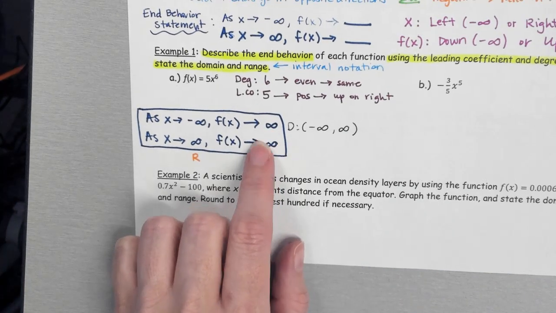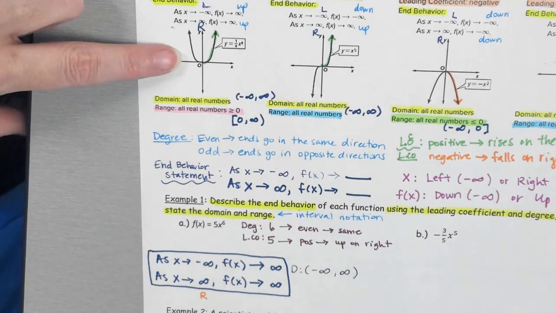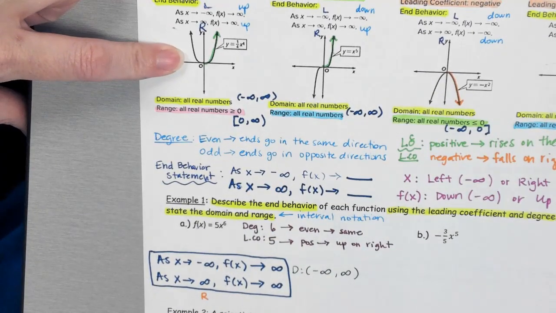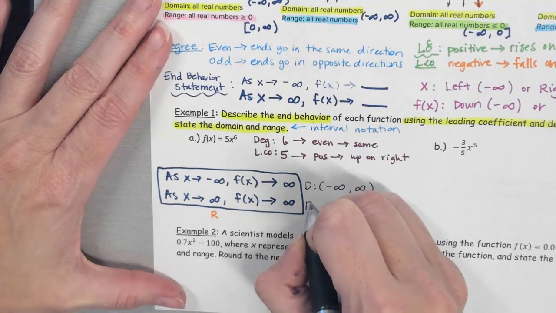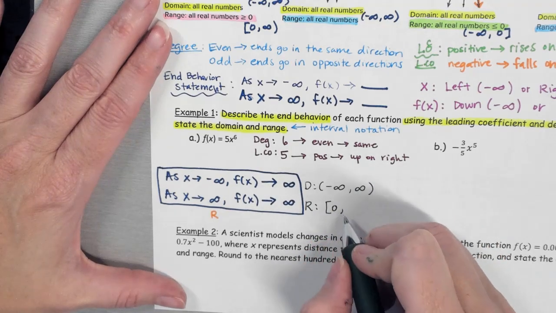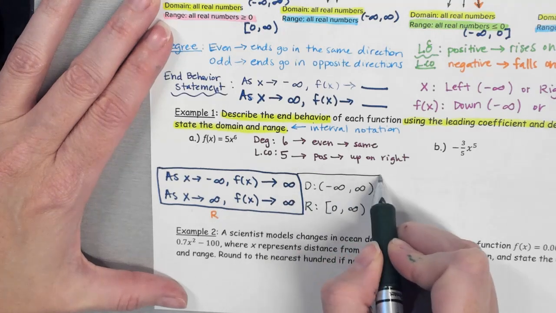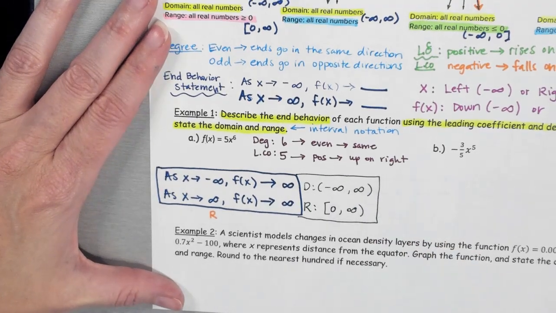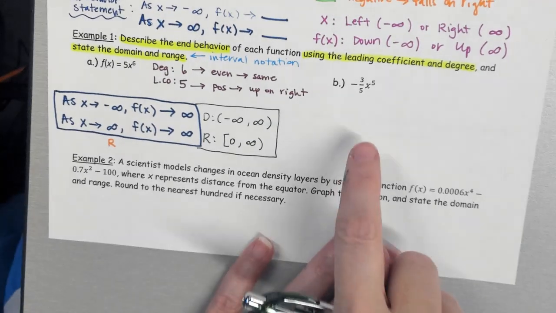Now if it's going up on both sides, that's going to be just like this first graph that we have here. It's going up on both sides, then our range is going to start at 0 and go to positive infinity. Okay, so based on that, I want you guys to do part B.